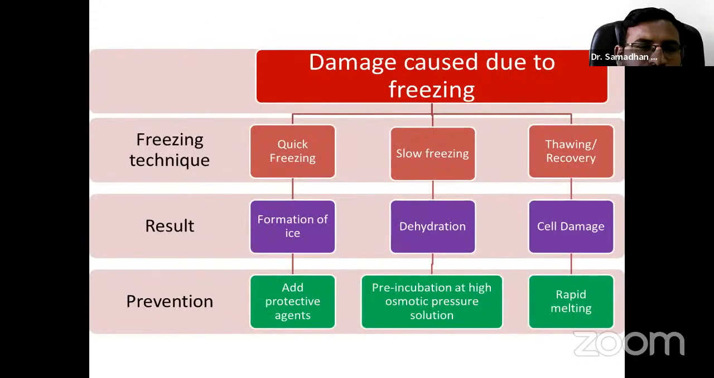So damage caused due to freezing depends on the technique you use, like quick freezing, slow freezing, and thawing and recovering. In quick freezing, there is formation of ice, so you have to prevent it by adding protective agents. While in slow freezing, chances of dehydration occur, so cope with pre-incubation in a high osmotic pressure solution. While thawing and recovering, the cell is damaged, so rapid melting is required.